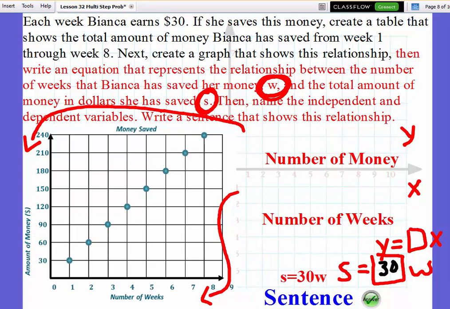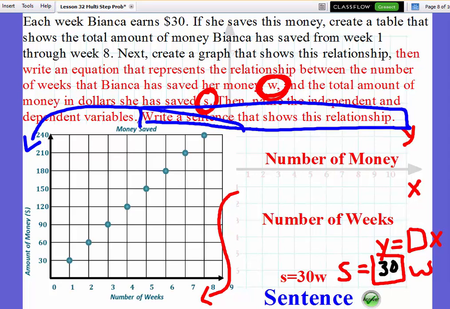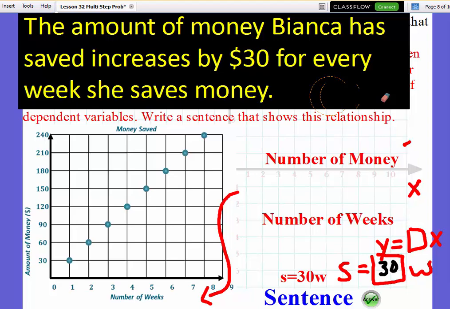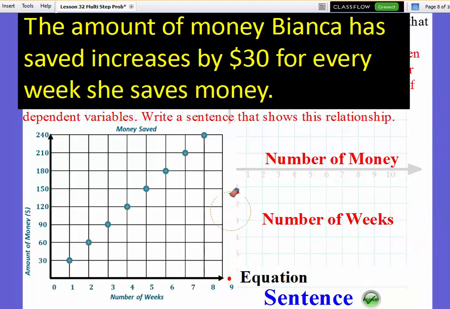And look, it matches. Now this last part, it's asking us to write a sentence that shows this relationship. Again, that's my very last part of my problem, so I need to make sure that I'm answering all parts of my problem. Write that sentence. So what is my sentence? I'm basically saying this in sentence form. The amount of money Bianca has saved increases by $30 for every week she saves her money. Let's look at our chart and see if that makes sense as well.